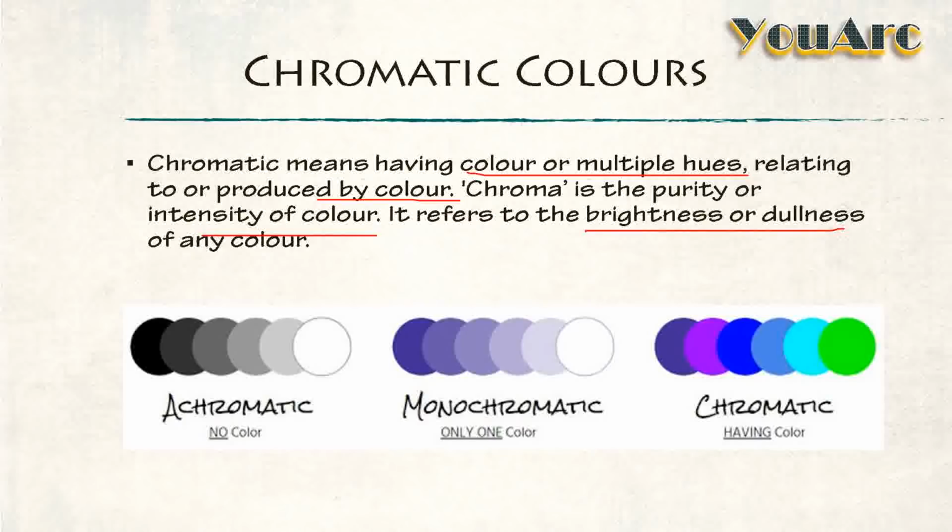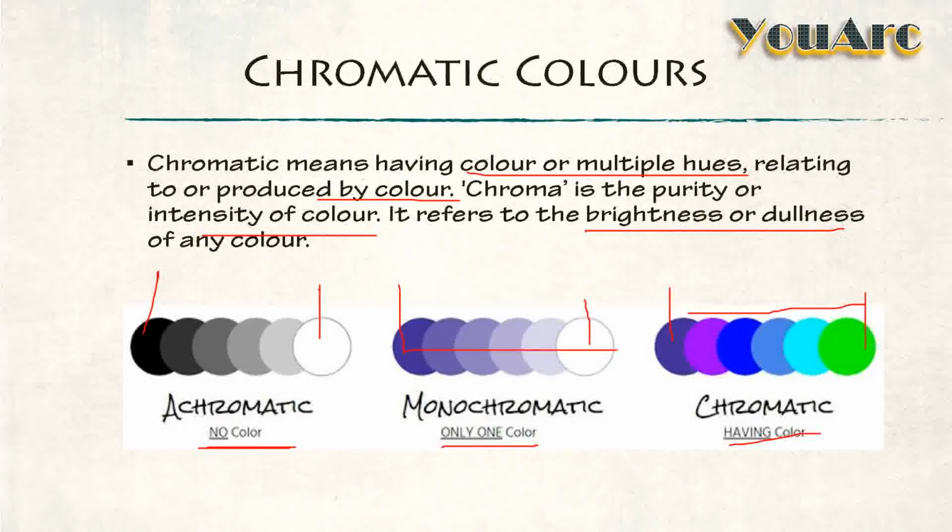So as we see here, achromatic means no color, no hue, from black to white. Monochromatic means one single color at different values. It is high value, it is medium value. So we have seen one single color at different values. Chromatic is having many colors or a single color, it depends. It has multiple hues which are related or produced by colors, so they are related to each other in some way, or they have a chromatic relationship.